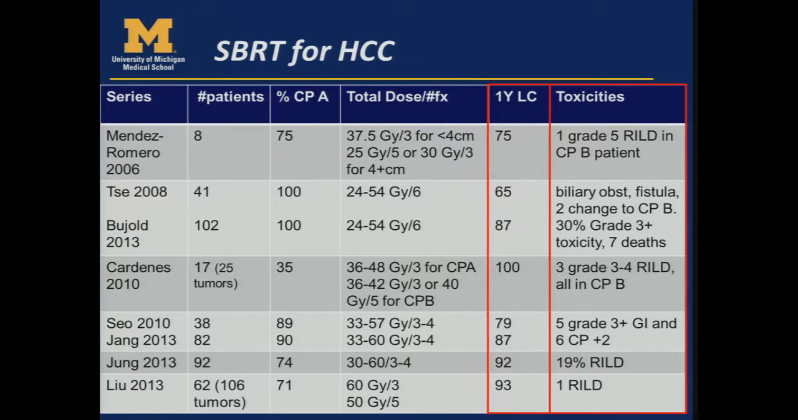So here's just a smattering of different series that are published for HCC, and you can see that local control is variable, but in the more recent series, it's getting up into the 90% range. The total doses and dose per fraction have been variable over time as well. And then you can see toxicities here. Radiation-induced liver disease is real, and it still happens even with SBRT. Thus, it needs to be done very, very carefully.